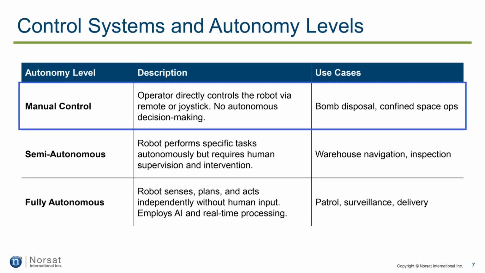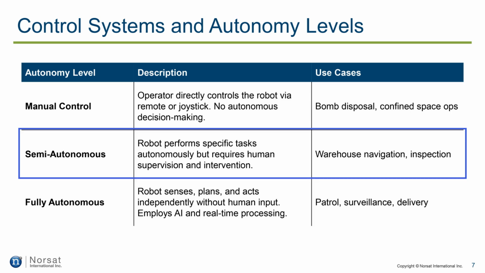Manual control. At this level, a human operator directly controls the robot, often through a remote, joystick, or computer interface. This is common in high-risk or sensitive operations like bomb disposal or confined space inspections. Semi-autonomous. In this mode, the robot can perform some actions on its own, but still relies on human supervision or intervention. For example, a robot might follow a set path, avoid obstacles, or return to a base automatically, but the operator still handles complex decisions or gives high-level commands.